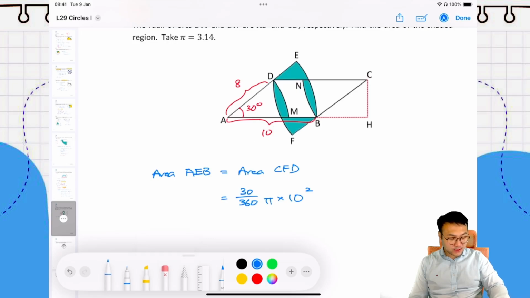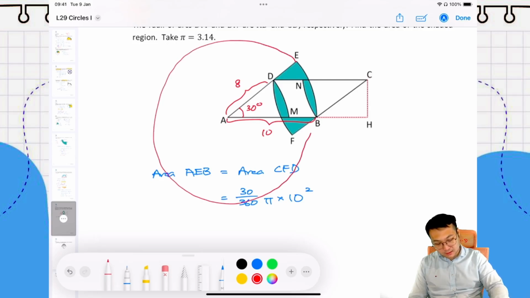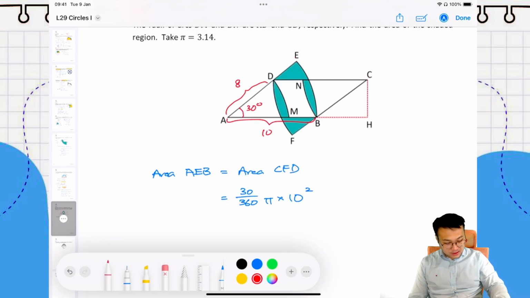How do I know that the radius is 10? Imagine that it is part of a bigger circle. Do you notice that this is the center of the circle and 10 cm is the radius? Ask yourself, is it part of a circle? Yes, it's part of a big circle. The radius is always from the center of the circle to the circumference of the circle. That's why the radius is 10 here.